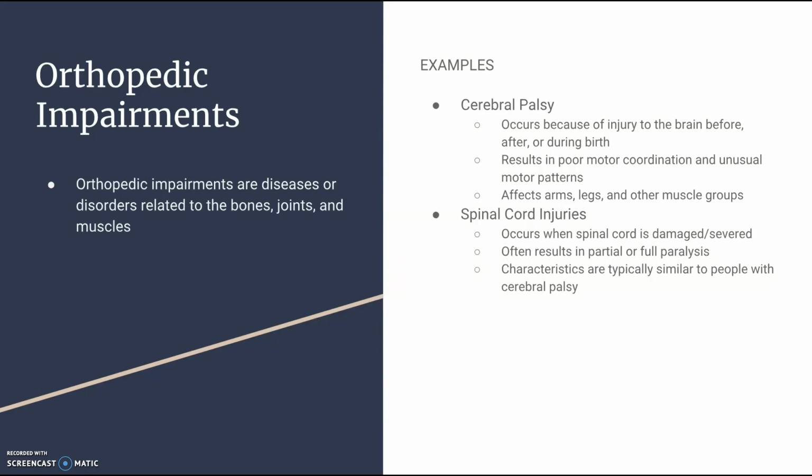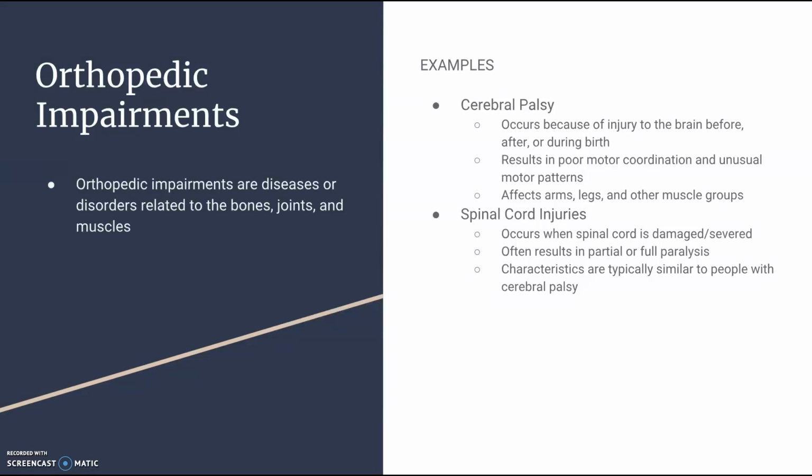Orthopedic impairments are diseases or disorders that are related to the bones, joints, and muscles. For example, cerebral palsy occurs because of injury to the brain before, after, or during birth. It results in poor motor coordination and unusual motor patterns and affects the arms, legs, and other muscle groups.